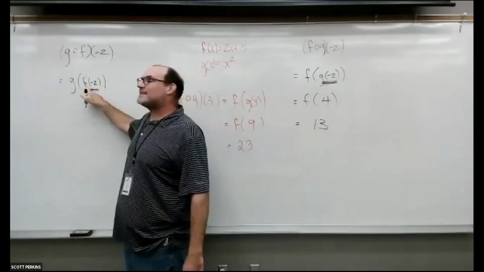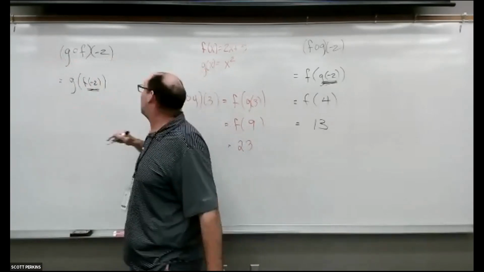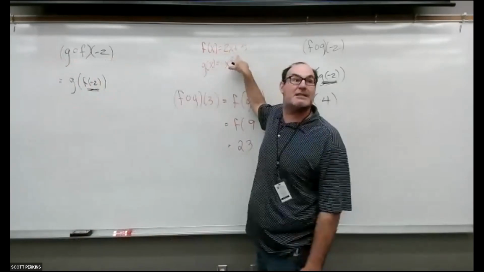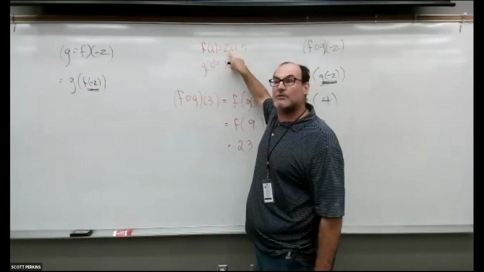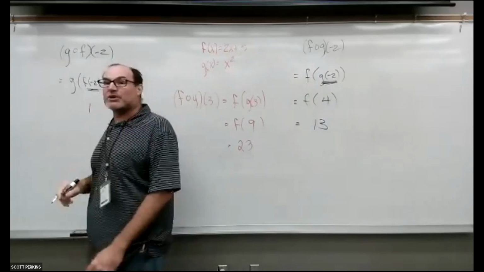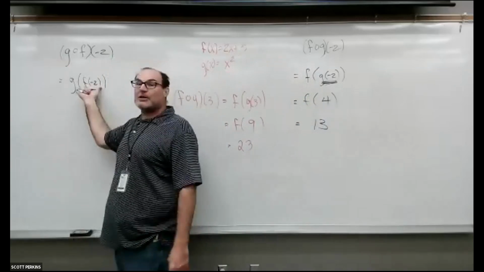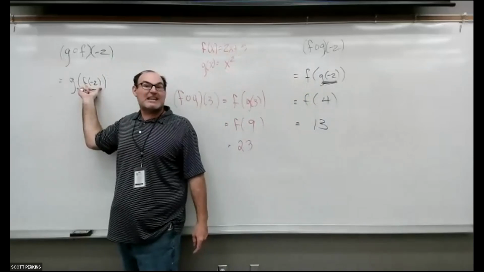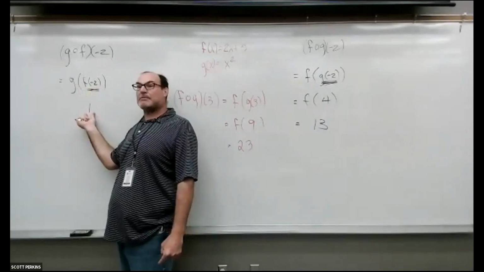So let's do that. What is f evaluated at -2? What do we get when we plug -2 into this? 2 times -2 is -4, plus 5 is 1. Exactly, that's what you told me. So I've evaluated f of -2. I no longer need that written there. That's the same thing as 1.